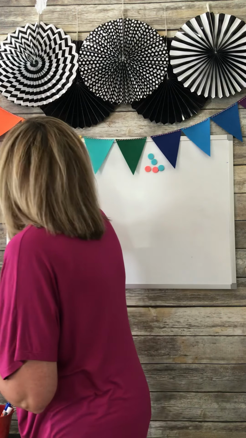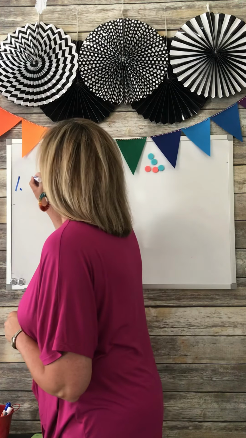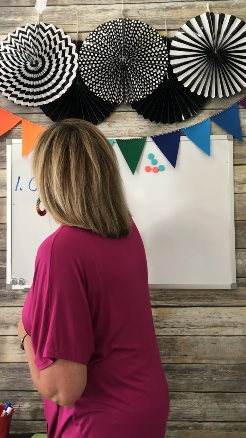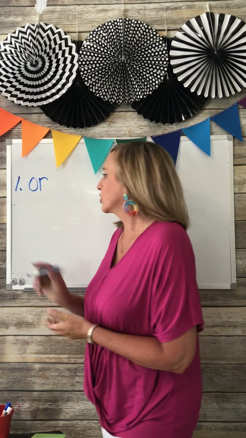All right, ready to check? Let's start with number 1. For number 1, I gave you the sound or. What makes the or sound? Right, O-R makes the or sound. That is our skill sound for this week. It's the R controlled vowel, or. Good.